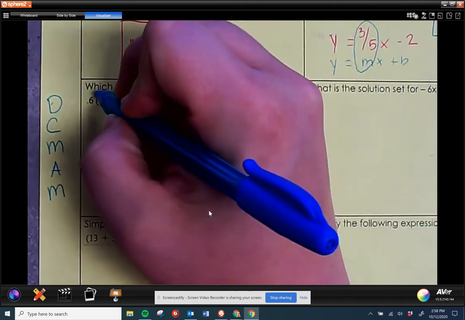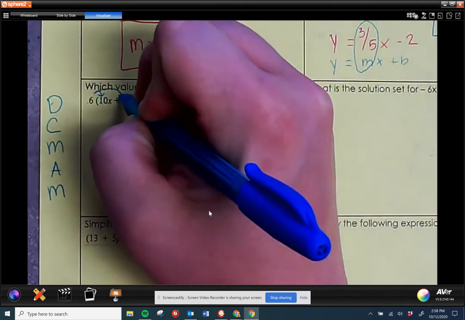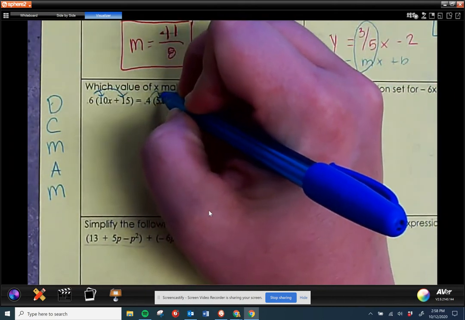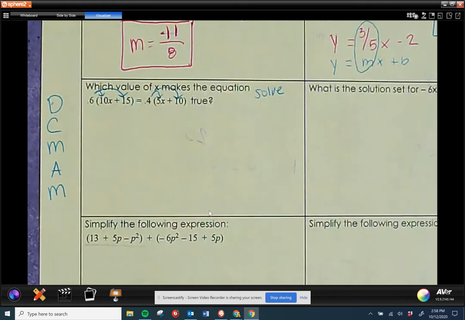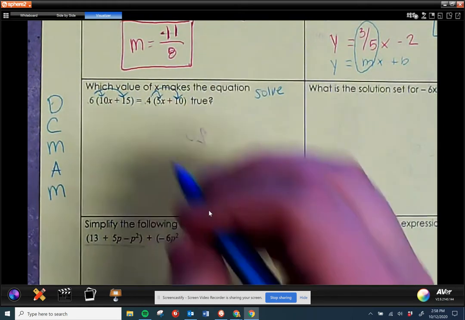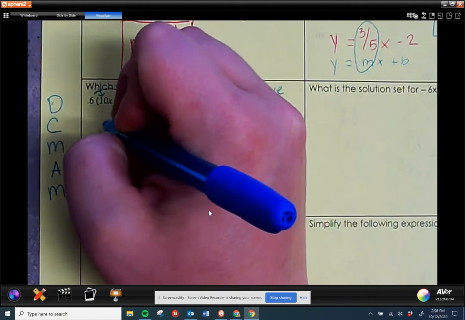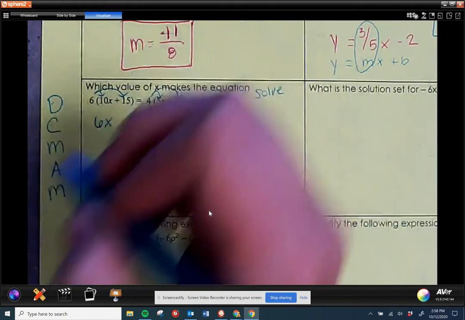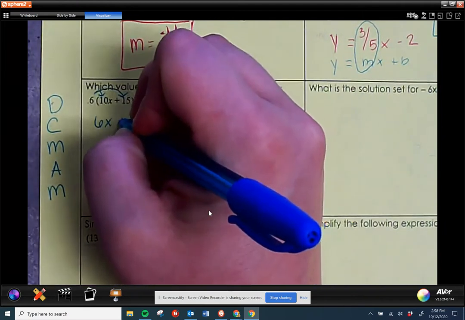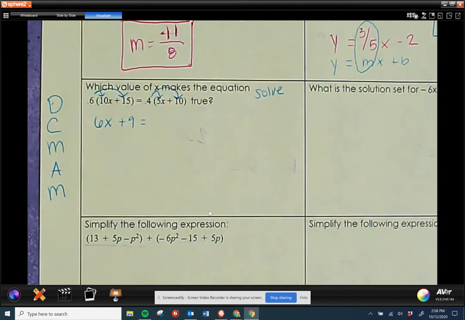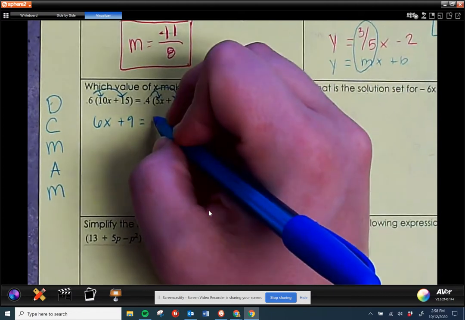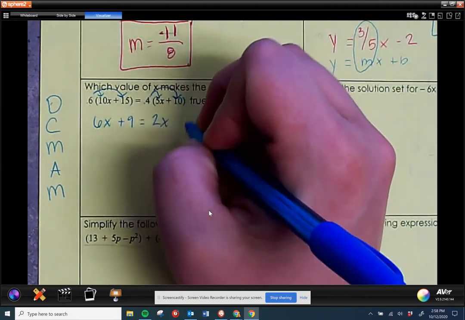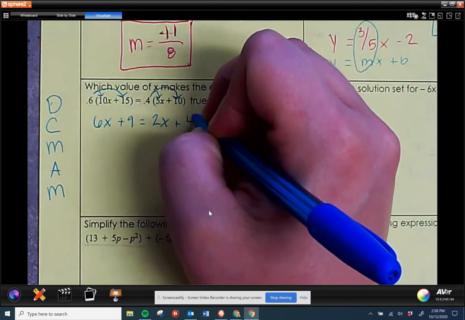When we distribute, we would need to distribute this 0.6 inside both of these parentheses and this 0.4 inside both of these parentheses. So that would give us 0.6 times 10x is 6x. 0.6 times 15 is going to be 9 equals 0.4 times 5 is 2x. And then 0.4 times 10 is going to be 4.